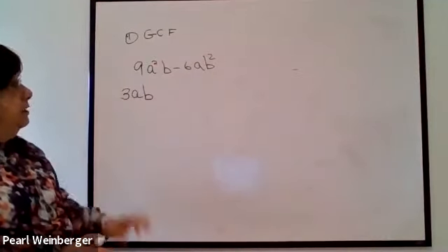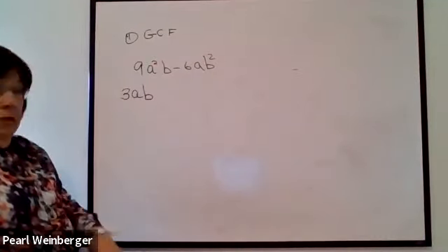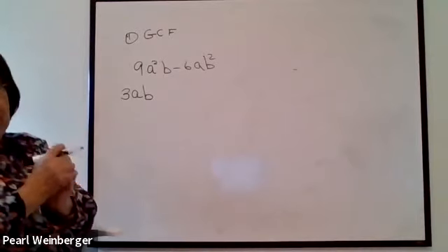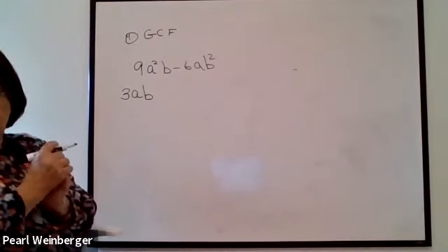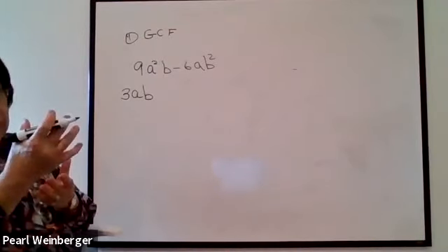Once you have that common factor, you've gotten half the battle. It's like with the number 15, we knew one number was 5. How did we find the other number? We took the 15 and divided by 5. We're going to do the same thing here.